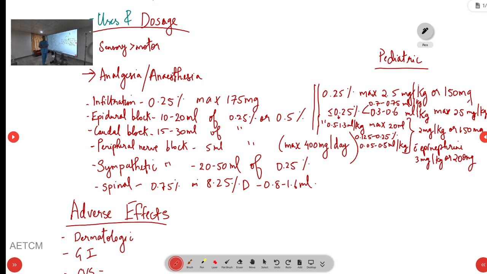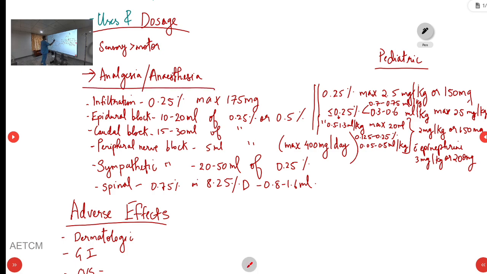Basically, they use bupivacaine also. So coming to the dosages. This is the only use case scenario for bupivacaine, and as I said, the sensory is blocked more than the motor component. So here in infiltration, the ampule is available in concentrations of 0.25%, 0.5%, and 0.75%.